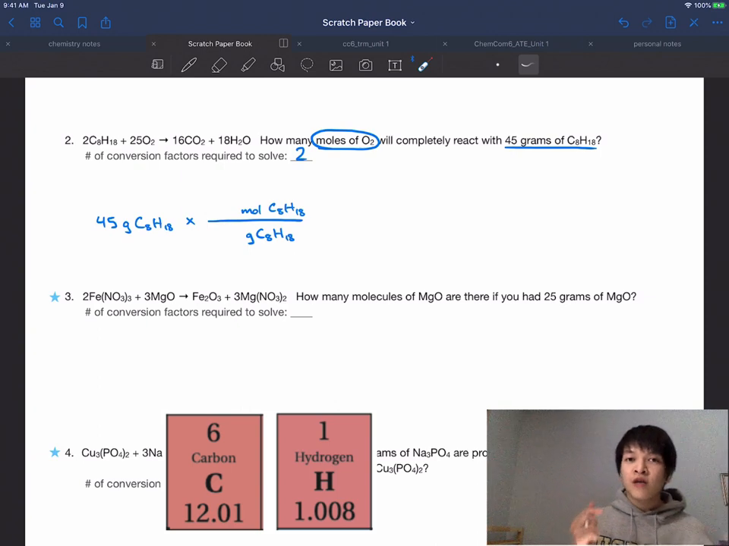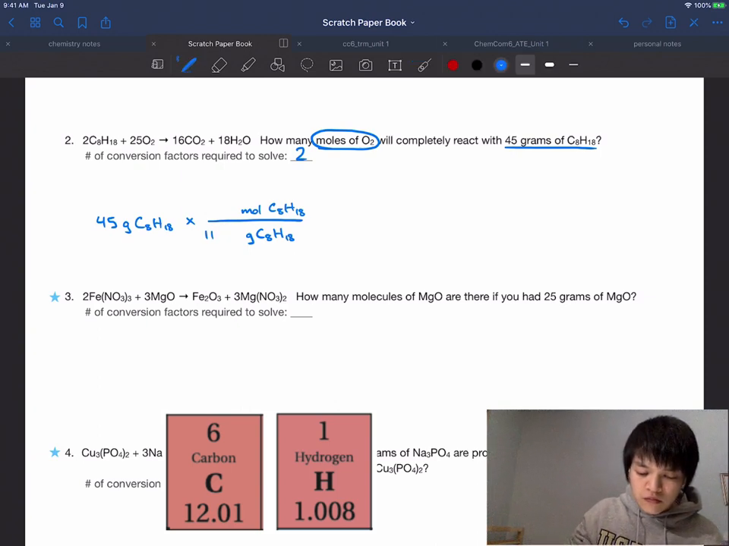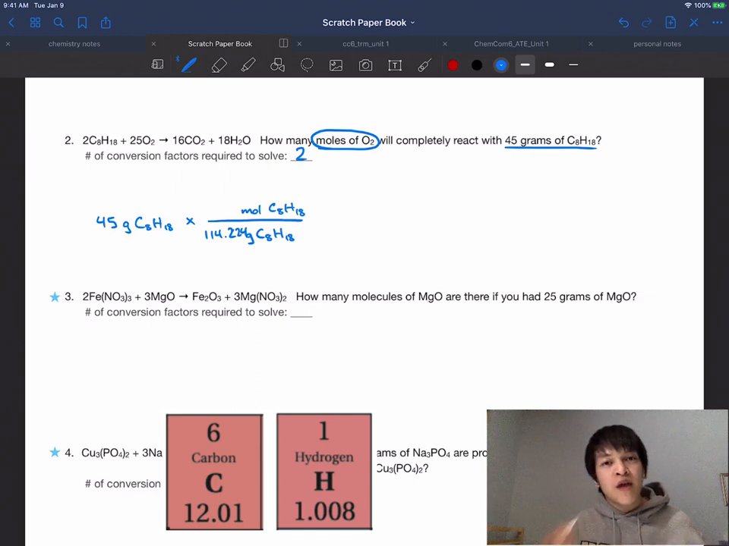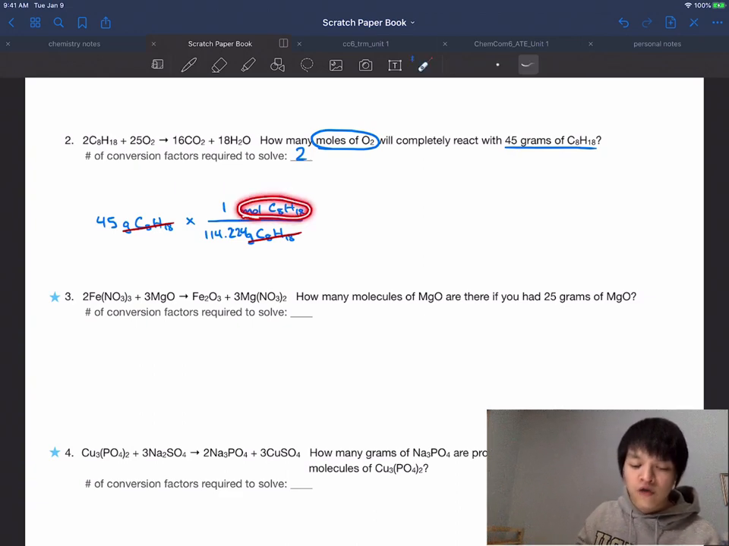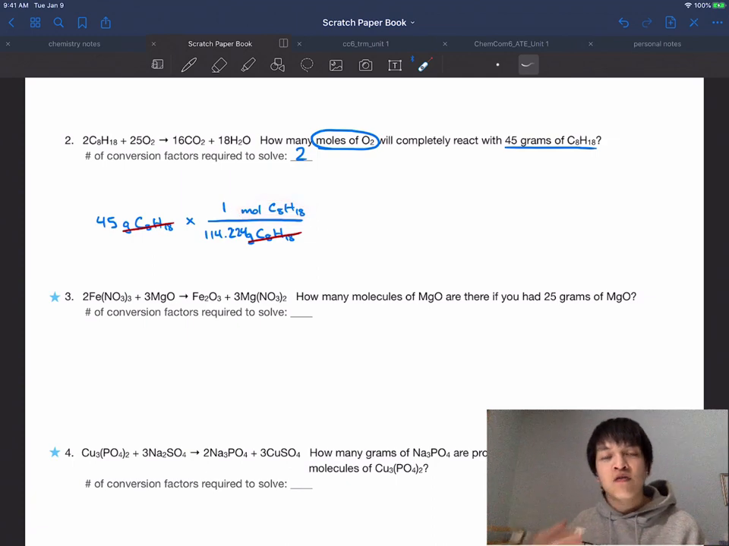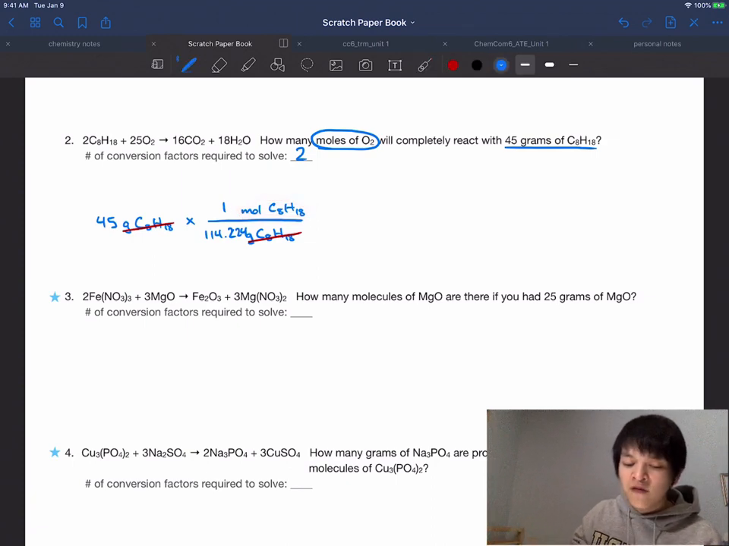So we're going to write this number right next to grams. And this is how many grams there are for every 1 mole of it, so we're going to write 1 next to moles. The unit that cancels out is grams and grams of C8H18. We are left with moles of our first substance. But again, we have to convert to moles of our second substance. This is why we need a second conversion factor.